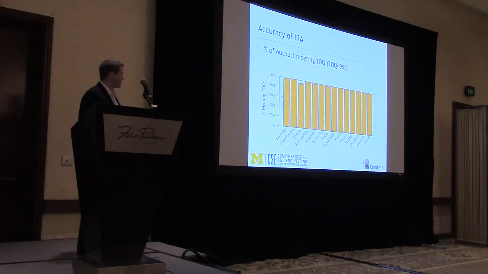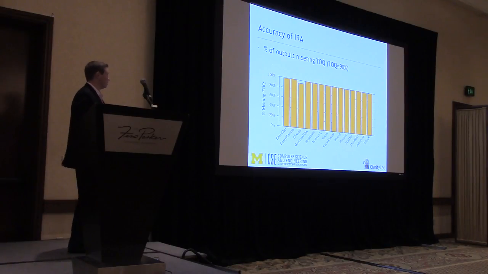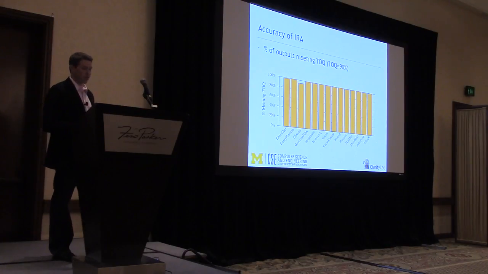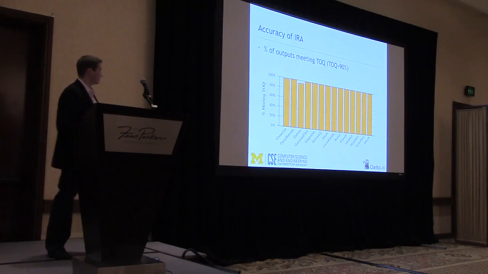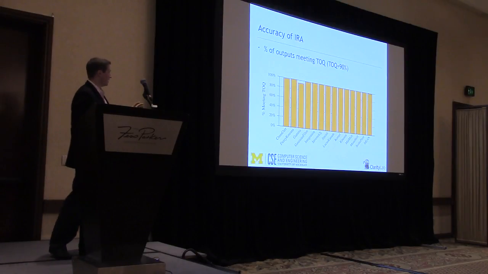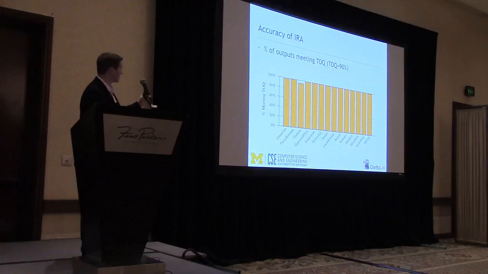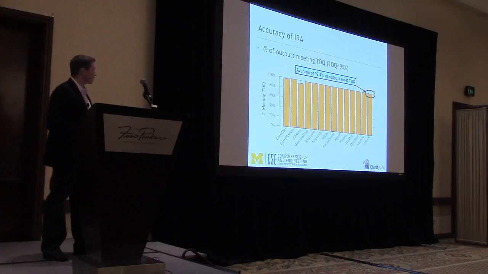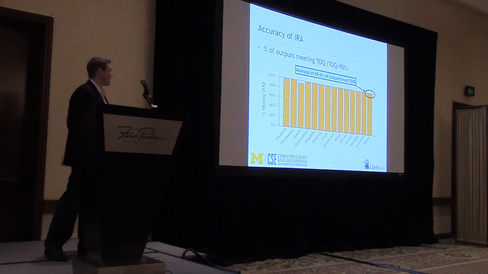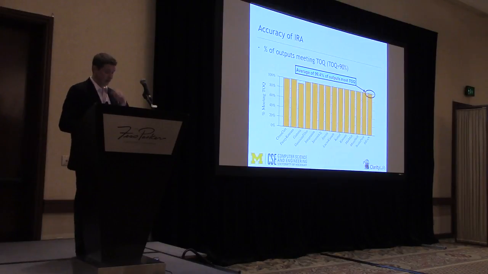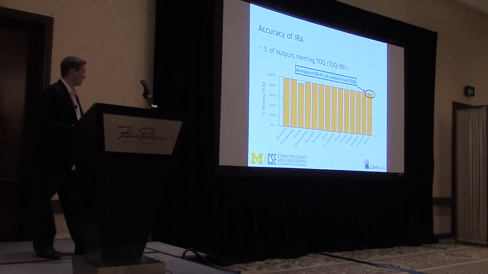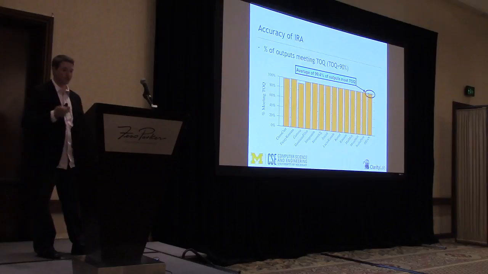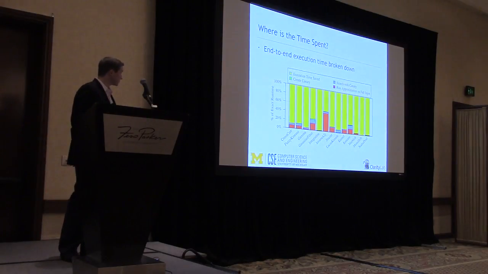In most cases, IRA meets the target output quality in 100% of the outputs. There's a few cases where it's in the 90s of percent, and in the lowest case, it's actually 94%. But on average, we meet the target output quality in 99.4% of cases. And so it does a good job of meeting this target output quality constraint and delivers enough accuracy in general.